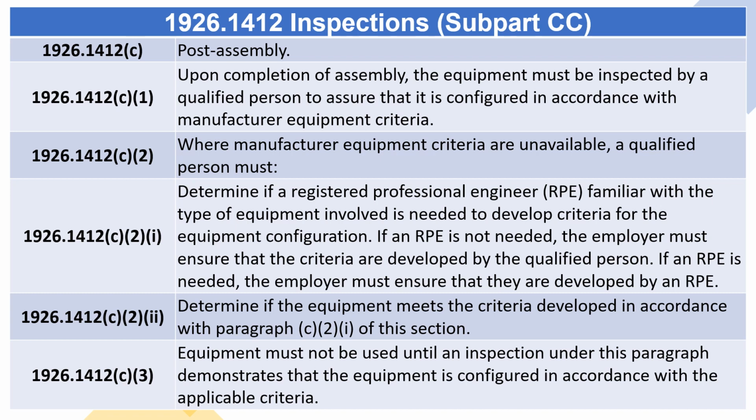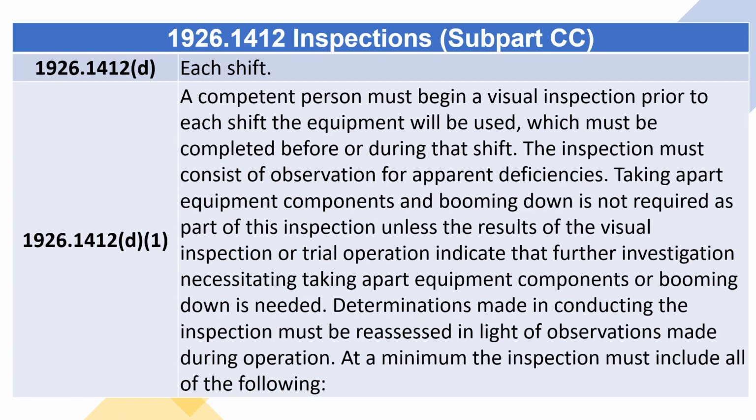1926.1412(c)(3) Equipment must not be used until an inspection under this paragraph demonstrates that the equipment is configured in accordance with the applicable criteria. 1926.1412(d) Each shift. 1926.1412(d)(1) A competent person must begin a visual inspection prior to each shift the equipment will be used, which must be completed before or during that shift.